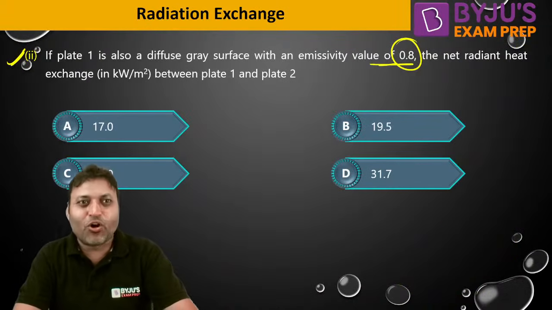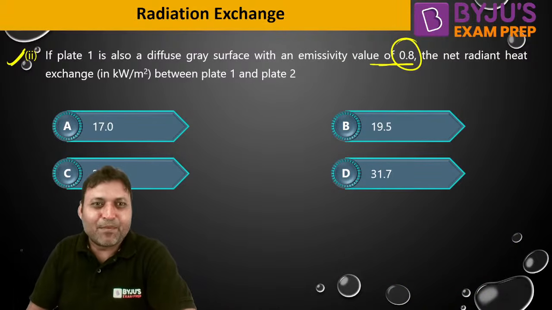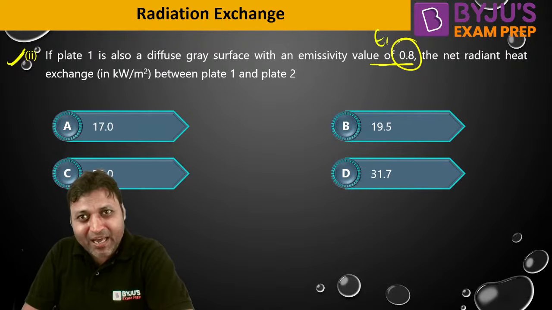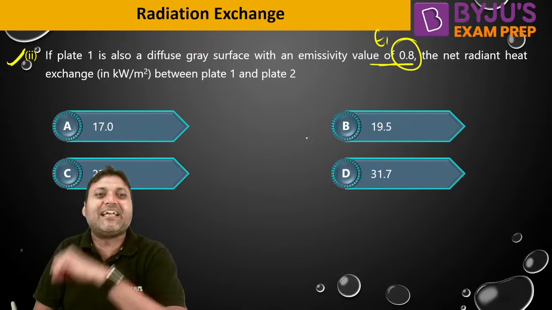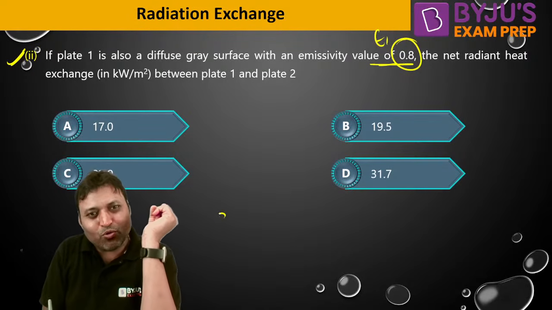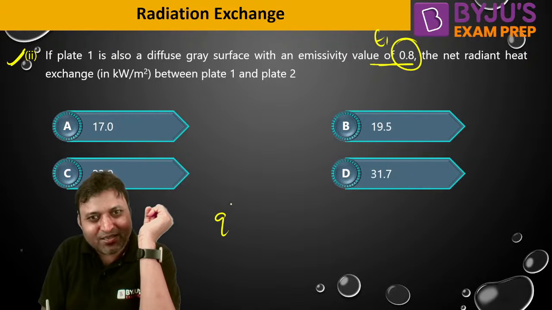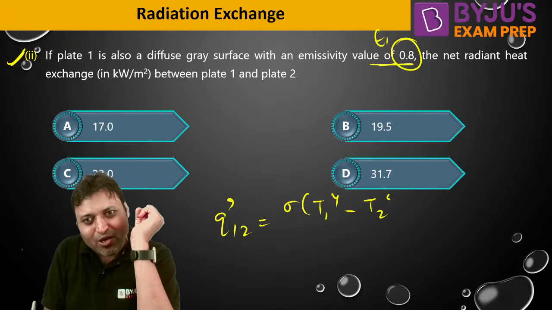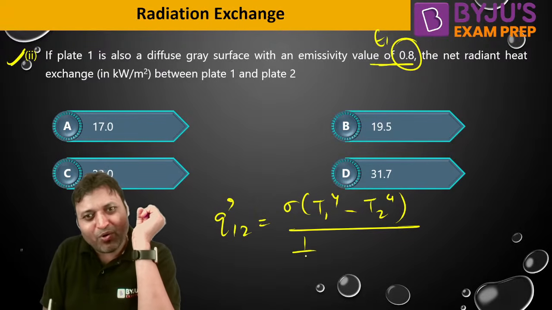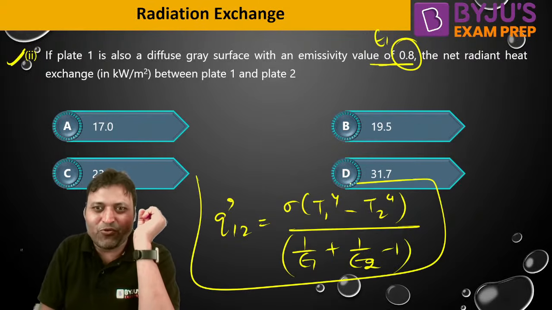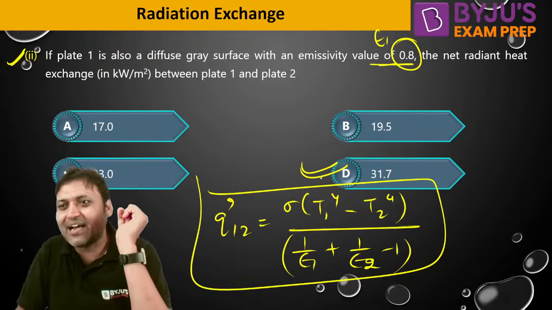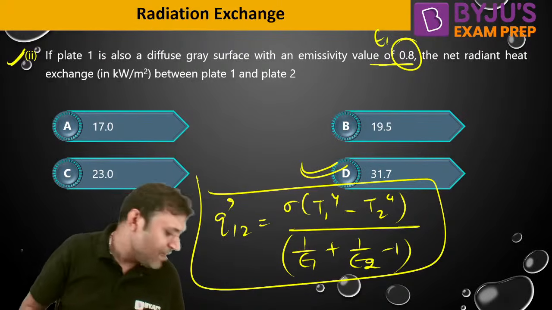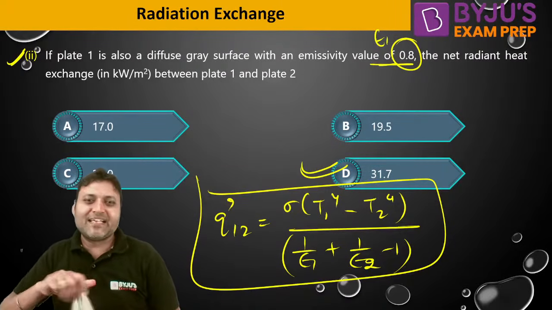So if we talk about the second part, it is very simple. The epsilon 1 is 0.8, the net radiation heat exchange between plate 1 and 2. So Q1 to 2 net, or Q dash 1 to 2, is sigma into T1 to the power 4 minus T2 to the power 4, upon 1 by epsilon 1 plus 1 by epsilon 2 minus 1. That will give you the answer. Option D is the correct answer.